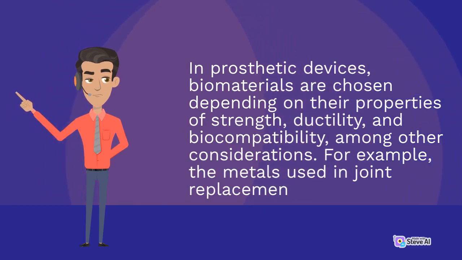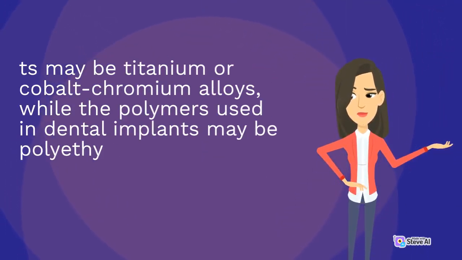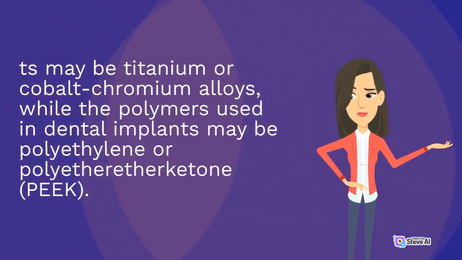For example, the metals used in joint replacement may be titanium or cobalt chromium alloys, while the polymers used in dental implants may be polyethylene or polyether-ketone, PEEK.